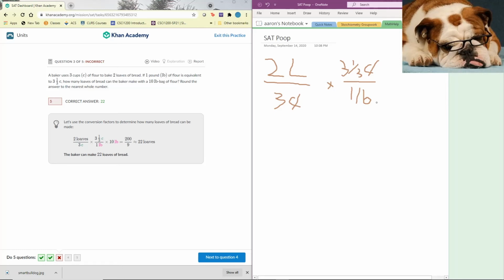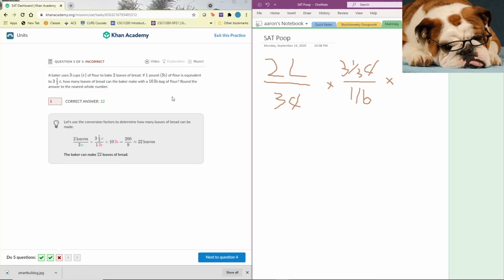But this isn't the question. We're not trying to figure out how many loaves we have per pound. We're trying to find out how many loaves we can have when we use 10 pounds. So now we want the pounds to cancel. So that means we need to multiply something with pounds in the numerator. Well, what do we have? How many loaves of bread can the baker make with a 10-pound bag of flour? So we have 10 pounds.